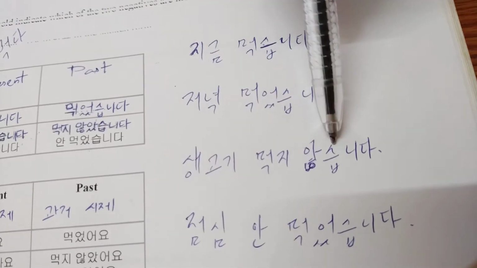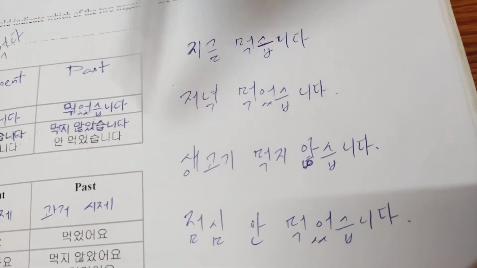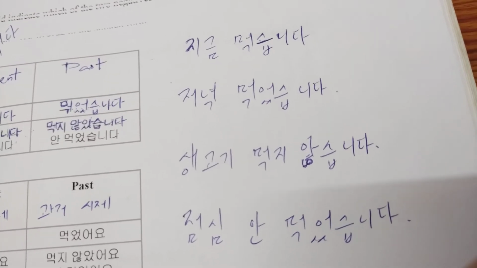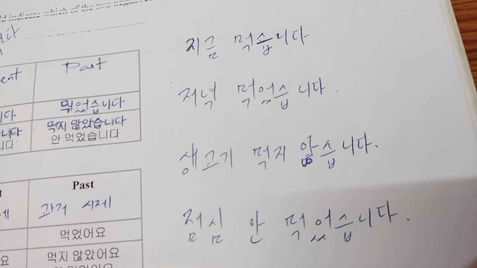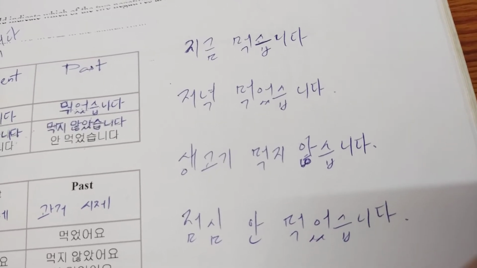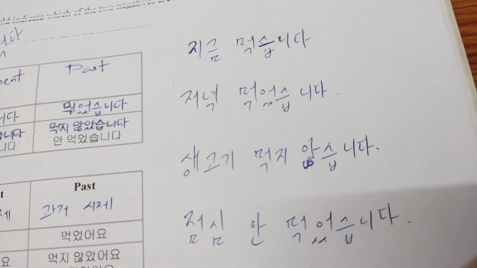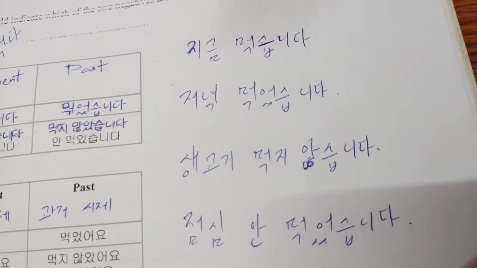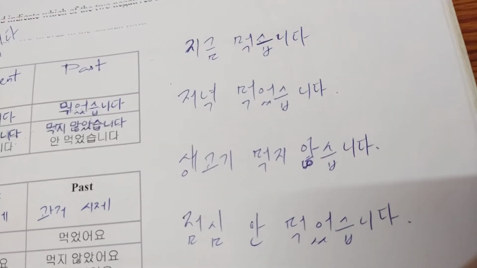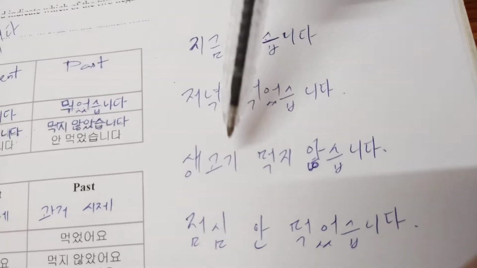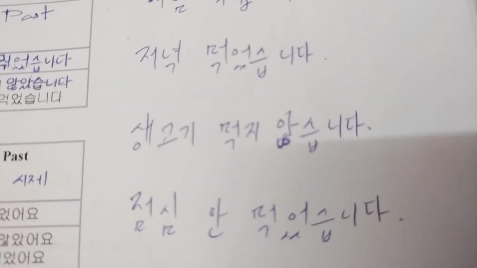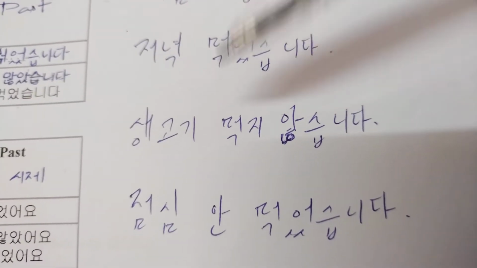생고기 먹지 않습니다. 생 means raw. It can also mean life, but it also means raw when it is used as a prefix. When it comes alone, it means life. When it is used as a prefix, it means raw. So 고기 means meat. 생고기 means raw meat. 생고기 먹지 않습니다. So you're saying that you don't eat raw meat.